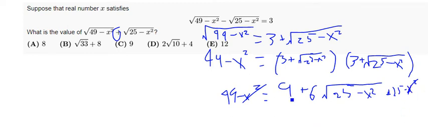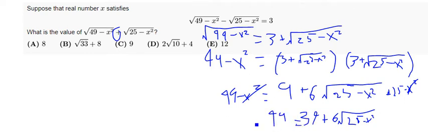So we can combine like terms now. We have 25 plus 9, which is 34. So we have 34 plus 6 times the square root of 25 minus x squared is equal to 49. We can subtract 34 on both sides of the equation. Then we get 15 is equal to 6 times the square root of 25 minus x squared. And we can divide by 6 on both sides.